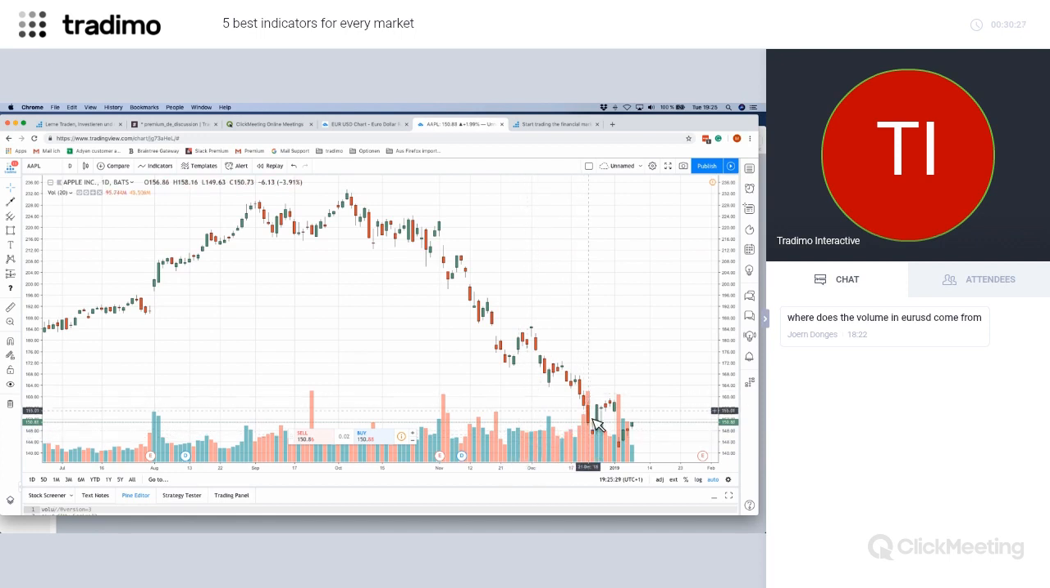So the big down moves are combined with high volume, which is not so good. I would prefer to see up days with a very high volume and down days with a low volume, but this is not the case. So it indicates slightly that the down move in Apple is not finished yet, in my eyes.